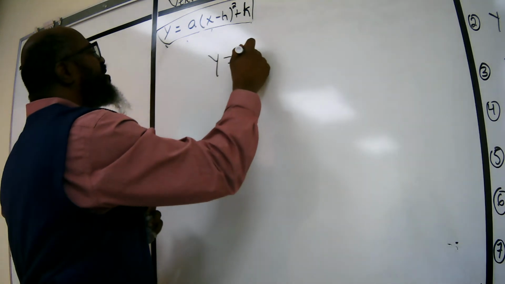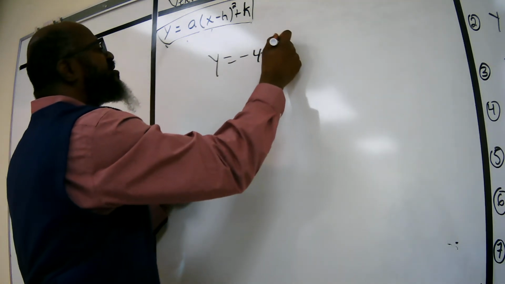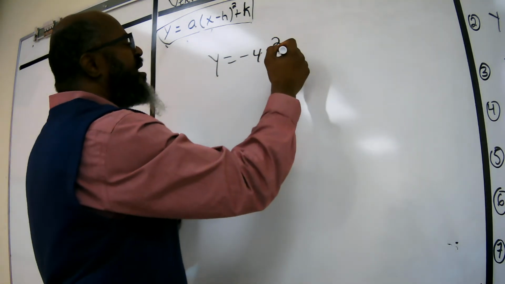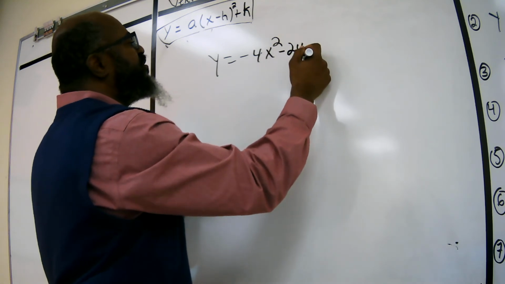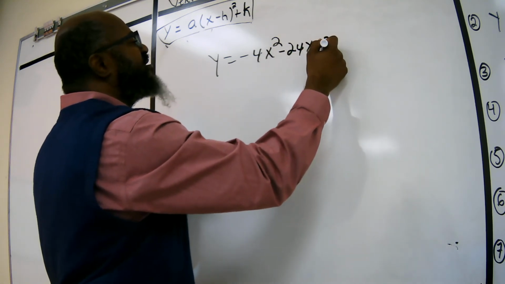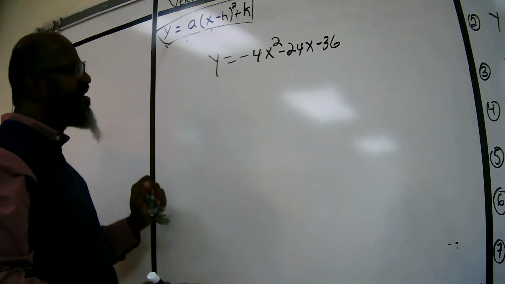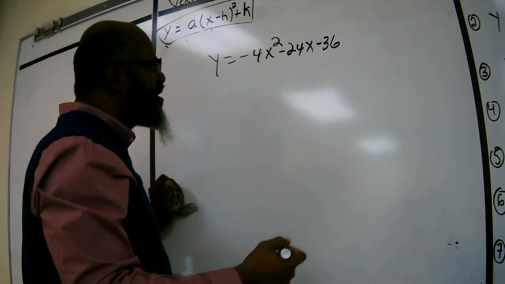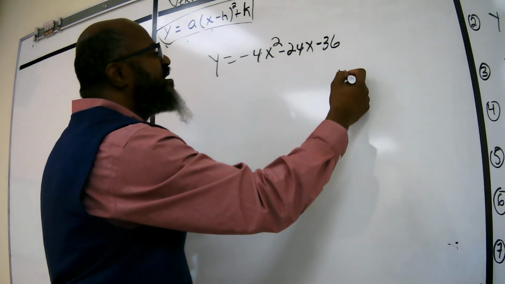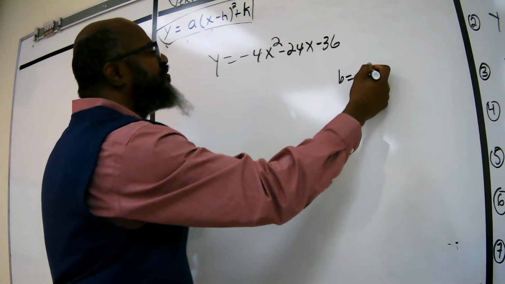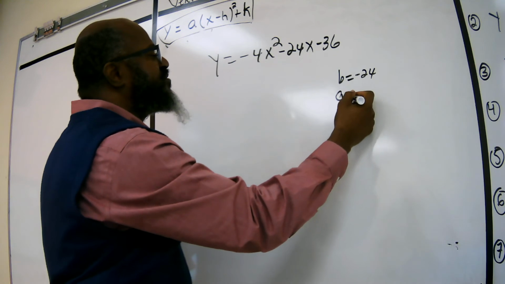y equals negative 4x squared minus 24x minus 36. Those are a bunch of numbers. I could have factored by 4, but we're not going to do that. So we have b equal to negative 24, a equal to negative 4.